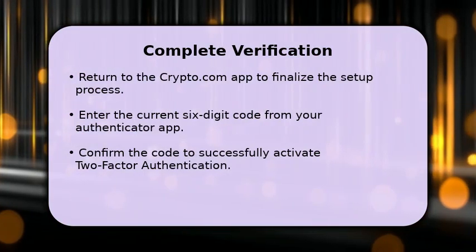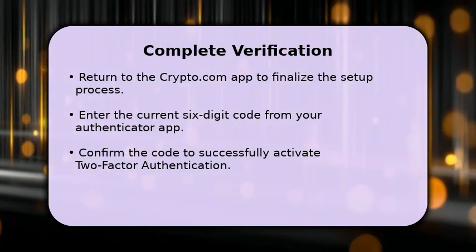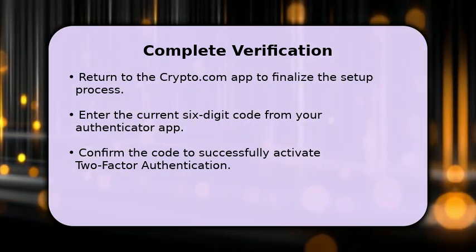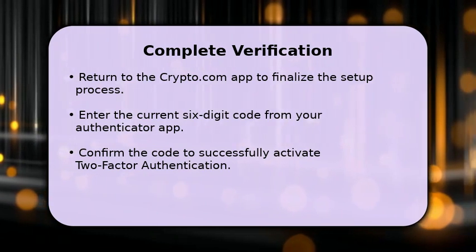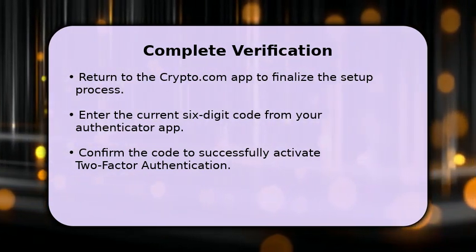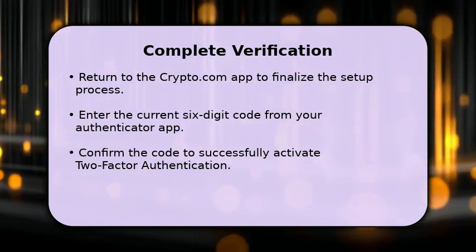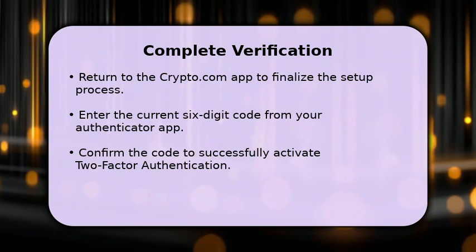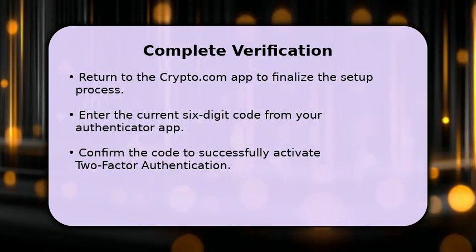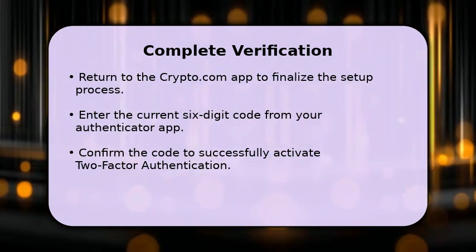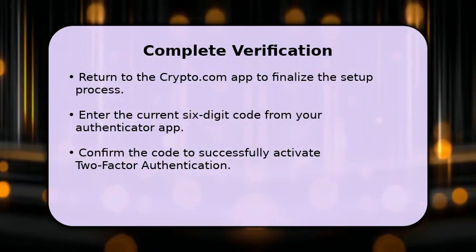With your authenticator app generating codes, switch back to the crypto.com application. You will be prompted to enter the current 6-digit code displayed in your authenticator app. Be sure to enter it quickly, as it refreshes every 30 seconds. After entering the code, confirm your action. Congratulations, your crypto.com account now has enhanced security with two-factor authentication successfully enabled.